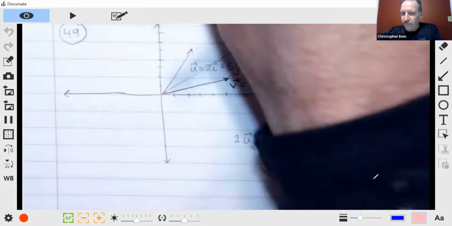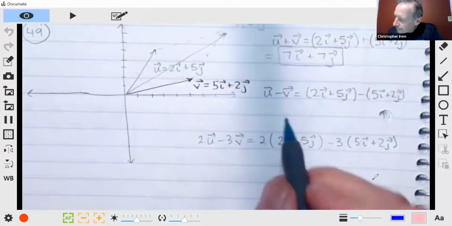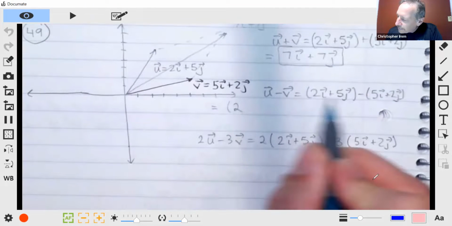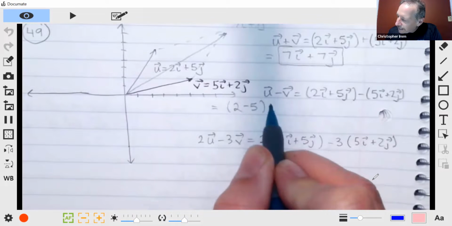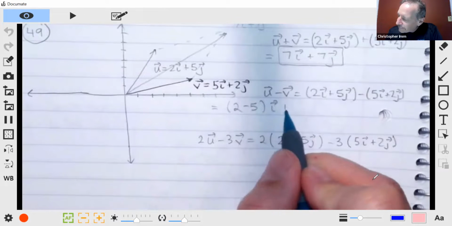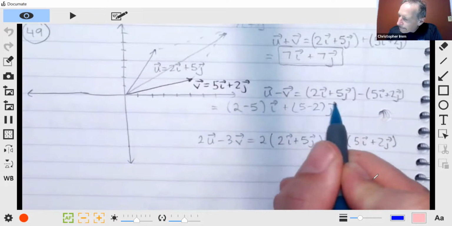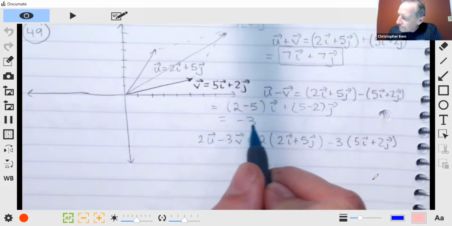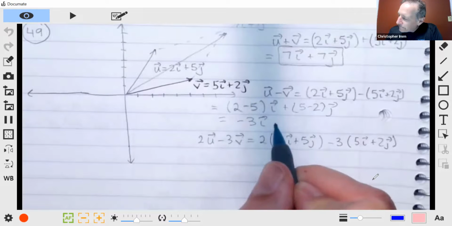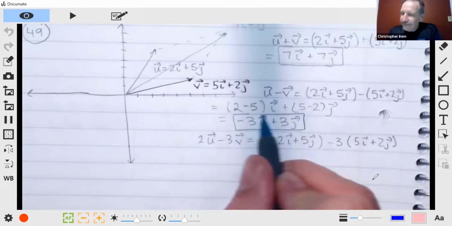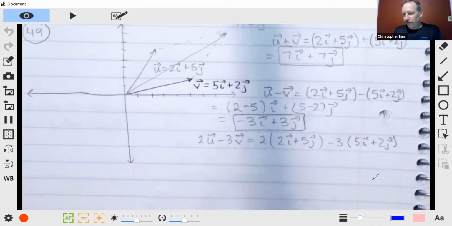Okay, let's look at u minus v. Here again, I just need to distribute. So I have 2 minus 5 i hat, and I have plus 5 minus 2 j hat. That's going to be negative 3i plus 3j. So these are really easy to combine with scalar multiples and adding and subtracting them together. Linear combinations of these unit vectors.